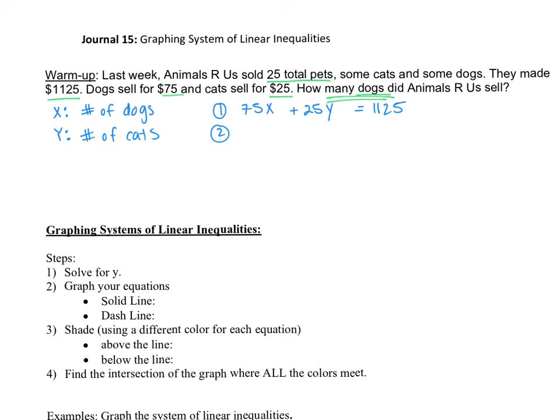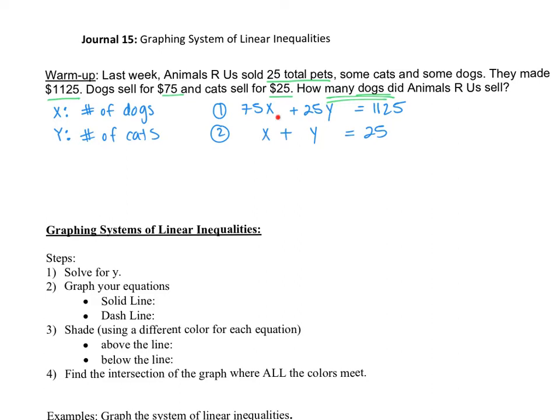My second equation, what I know is that there were 25 pets sold. So if I were to add the number of dogs and the number of cats sold, I should get 25. And there are my two equations. Essentially, one equation represents how much money I made, and the other represents the total quantity. So from here, I can go ahead and try to solve using elimination, since this is in standard form.